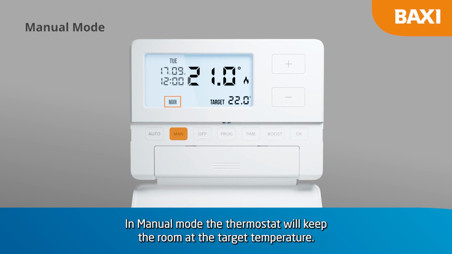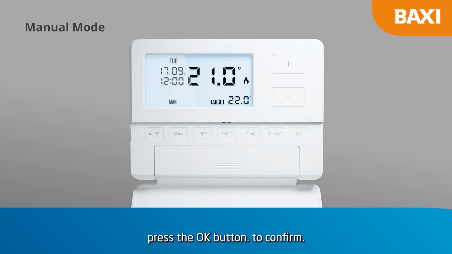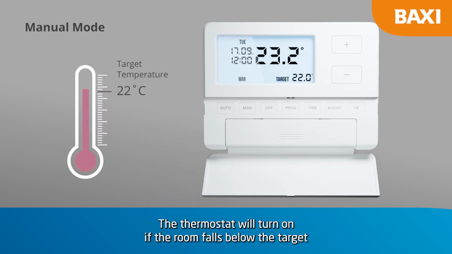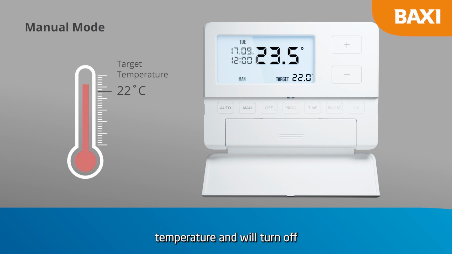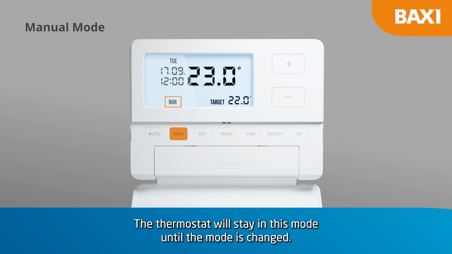Manual mode. In manual mode, the thermostat will keep the room at the target temperature. You can change the target temperature by pressing the plus and minus buttons. Press the OK button to confirm. The thermostat will turn on if the room falls below the target temperature, and will turn off when the room temperature rises above the target temperature. Thermostat will stay in this mode until the mode is changed.